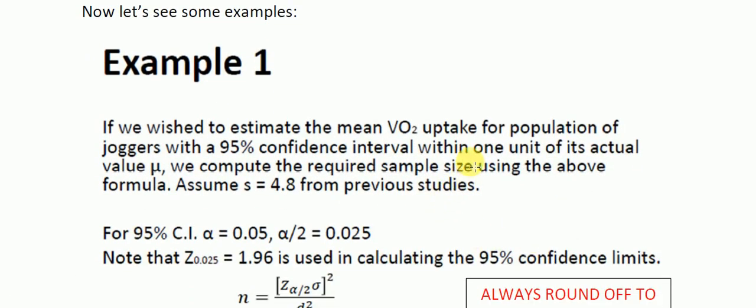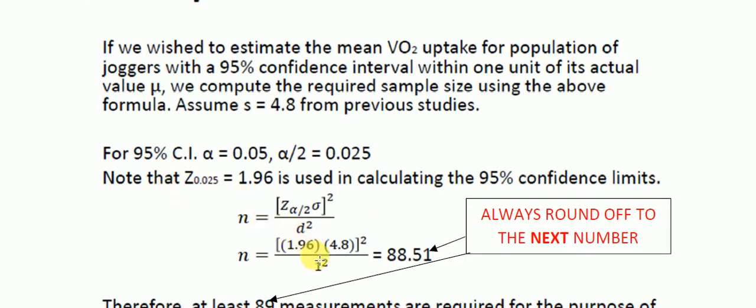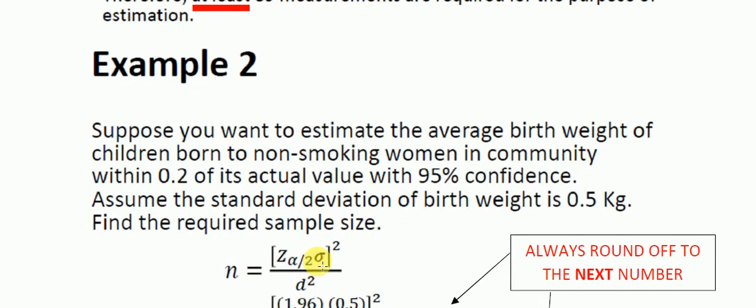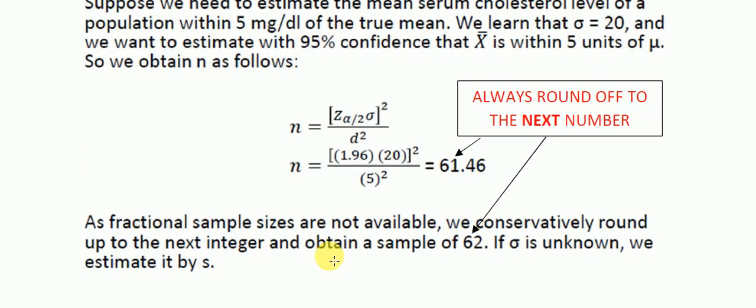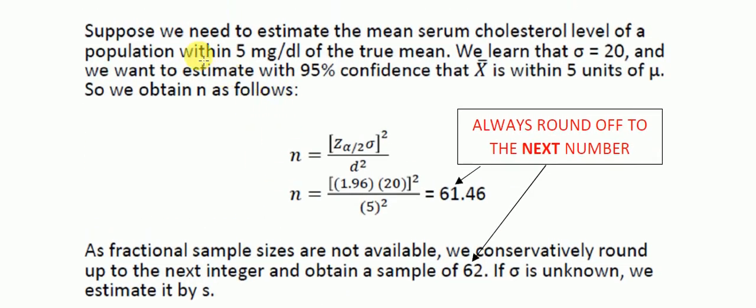So over here, let's see. The question said within 1 unit of its actual volume. So what's the d value? It becomes 1 over here. Okay, the question states within 0.2 of its actual value, and then the d value becomes 0.2. And then the question states within 5 milligrams per deciliter of the true mean, and the d square becomes 5 square.